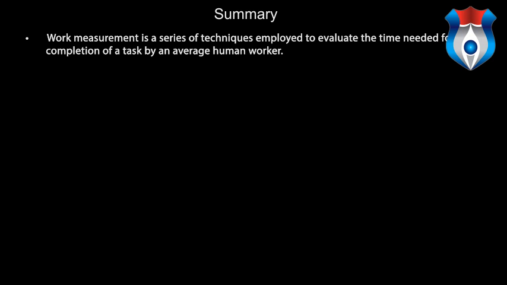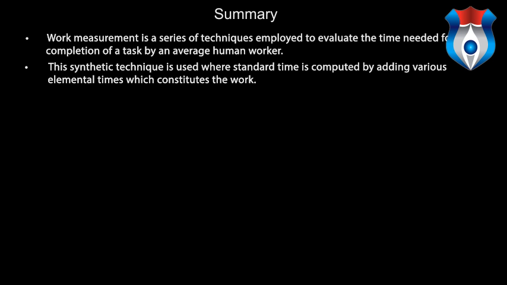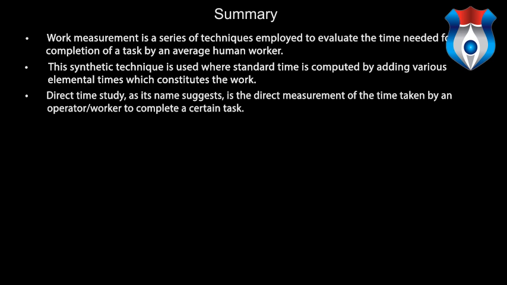Now, in the end, let us summarize what we have learnt in this lecture. Work measurement is a series of techniques employed to evaluate the time needed for completion of a task by an average human worker. This synthetic technique is used where standard time is computed by adding various elemental times which constitute the work. Direct time study, as its name suggests, is the direct measurement of the time taken by an operator or worker to complete a certain task.